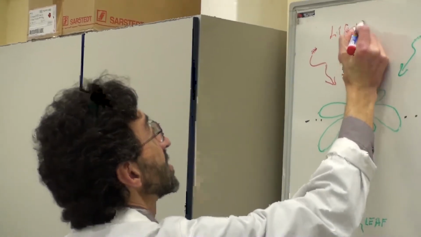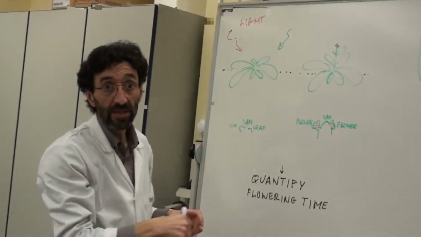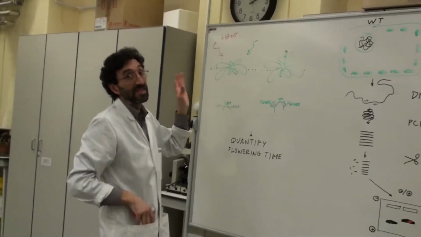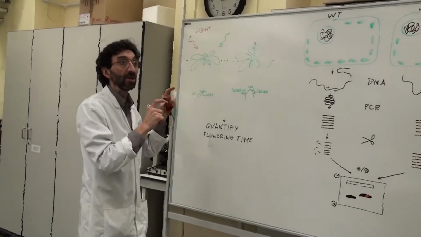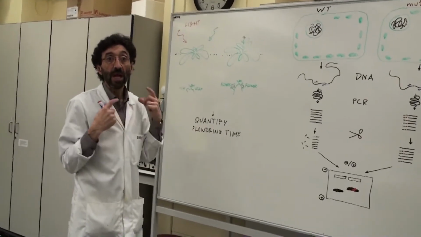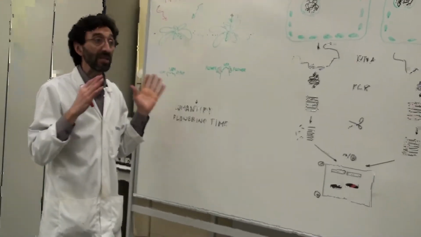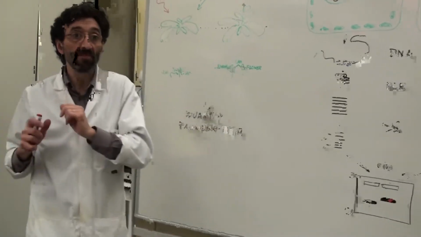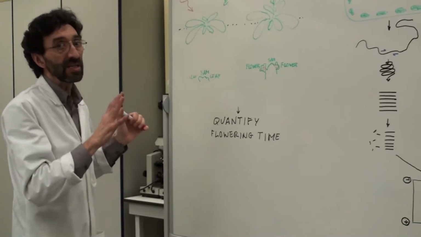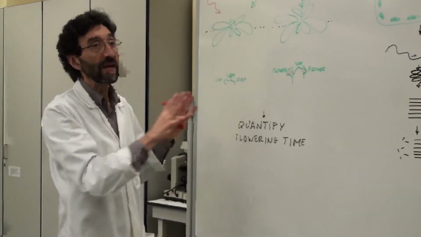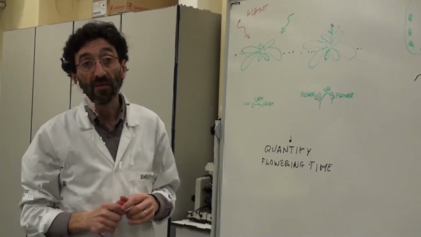Light as a way of assessing the local environment, but also, as we will see, light as a key element to, together with endogenous time, help decide what is the time of year. Are we in spring? Are we in summer? Are we in autumn? So the practical is going to look at how these environmental inputs determine flowering time.